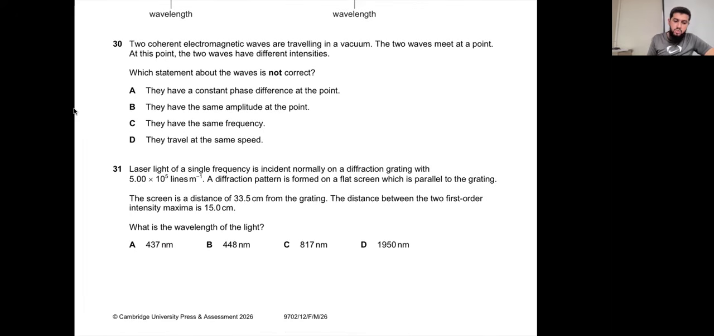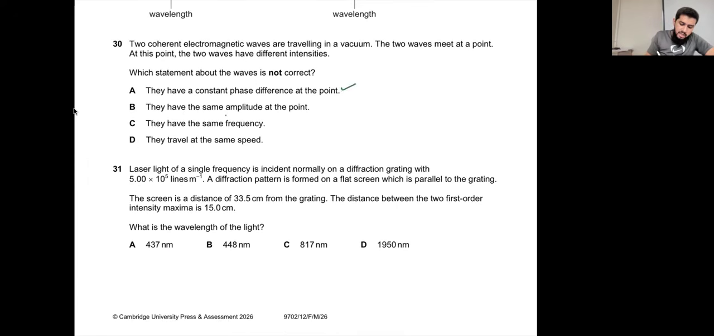Question number 30 says, two coherent electromagnetic waves are traveling in a vacuum. The two waves meet at a point. At this point, the two waves have different intensities. Which statement about the waves is not correct? Intensities are different, which means their amplitudes are different, but they are coherent. They have a constant phase difference at this point.